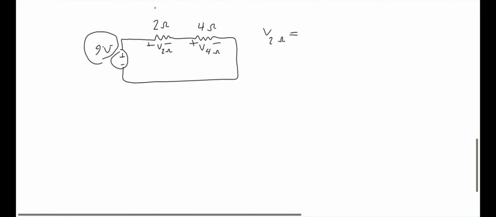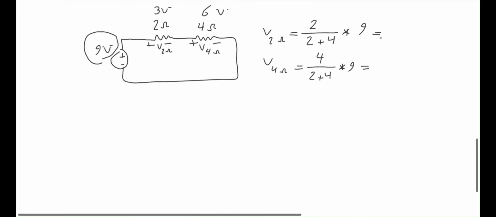I can tell you shortly that the voltage of 2 ohm is 3 volt and the voltage of 4 ohm is 6 volt. But let's figure it out. The voltage of 2 ohm based off the voltage divider rule is 2 divided by 2 plus 4 times 9. And the voltage of 4 ohm, again based off the voltage divider rule, is 4 divided by 2 plus 4 times 9. Yeah, if we calculate them, this one is 3 volt and this one is 6 volt. Nice.